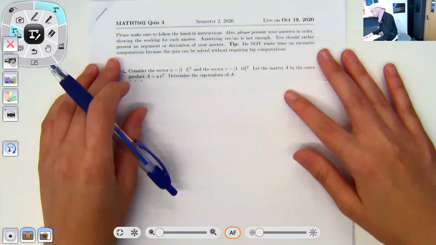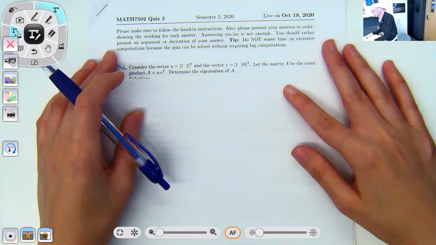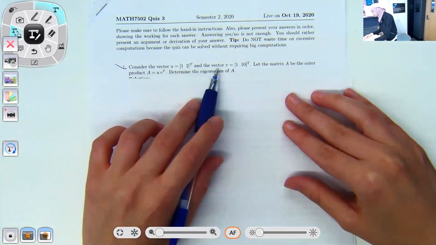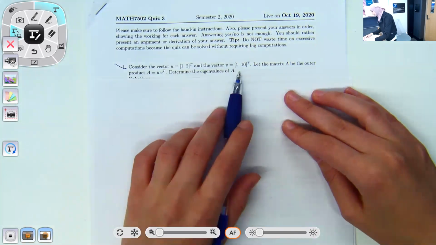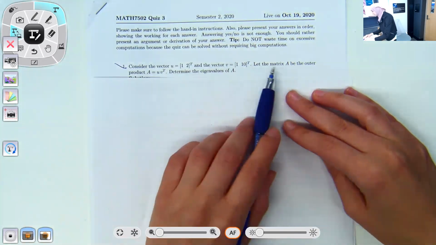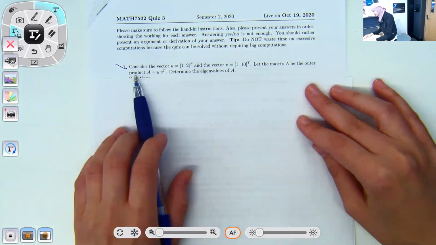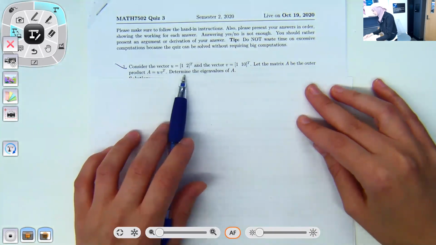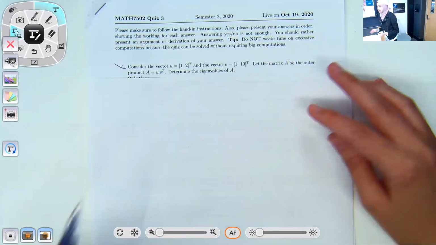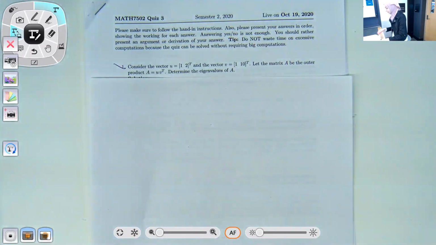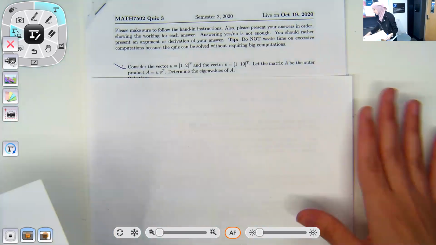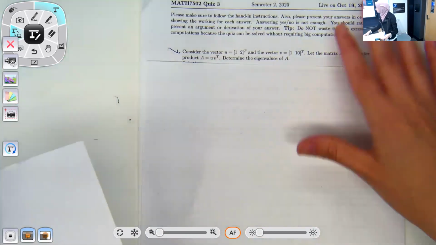In question 1, they ask: consider the vector u equal [1, 2] transpose, and the vector v equal [1, 10] transpose. Let the matrix A be the outer product A, which equals u times v transpose. Determine the eigenvalues of A. So we need to find the eigenvalues of A. This is an easy question, and I hope all of you can solve it easily.